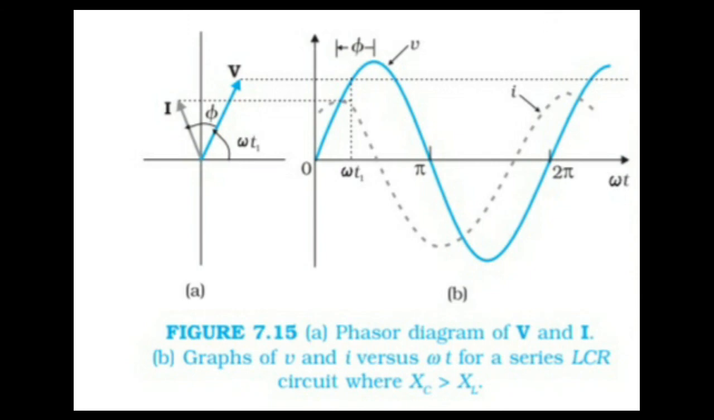The phasor diagram for V and I for the series LCR circuit is as shown. It is for the case when XC is greater than XL.